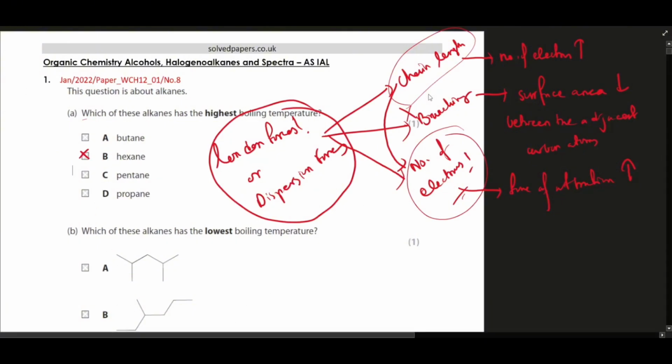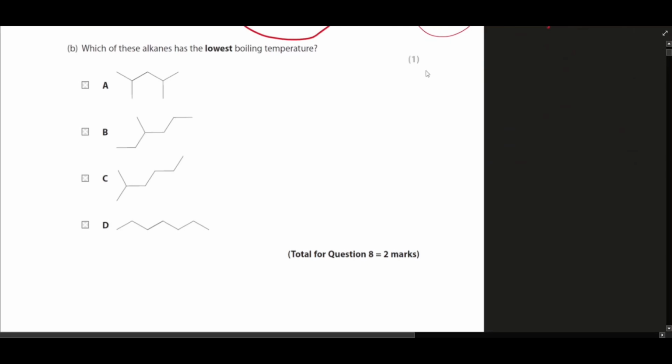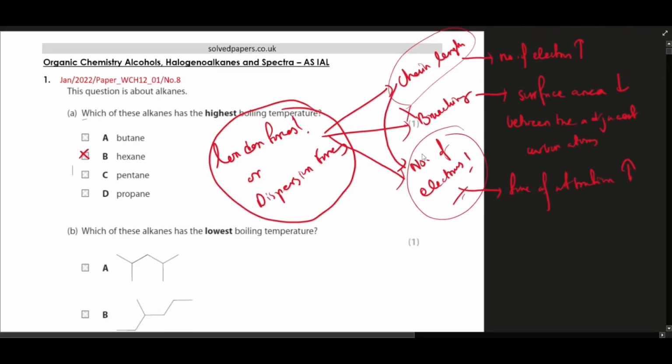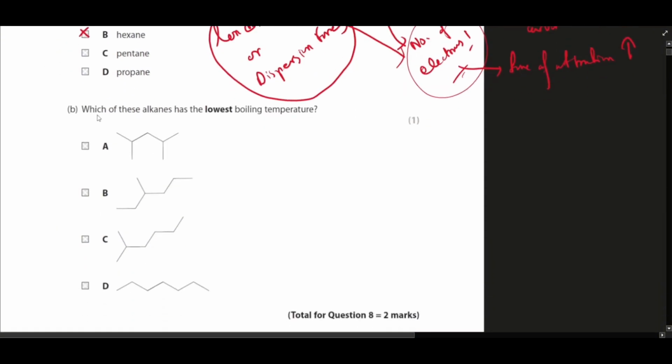Pretty simple, isn't it? Now, which of these alkanes has the lowest boiling temperature? Right now, I have explained the three factors which affect the boiling temperature. So can you please tell me which should have the lowest boiling temperature? Not Simra, Samaya, please try. A. Okay, why? Give me logic.